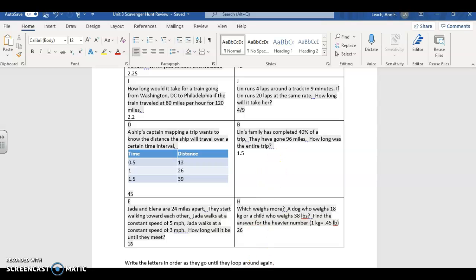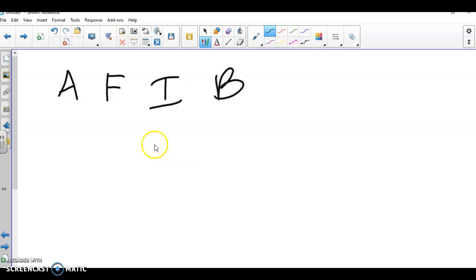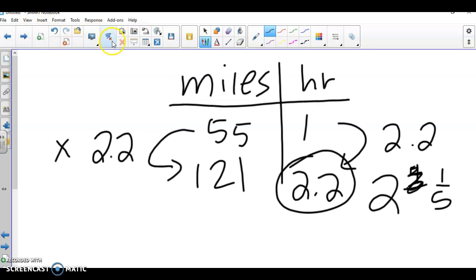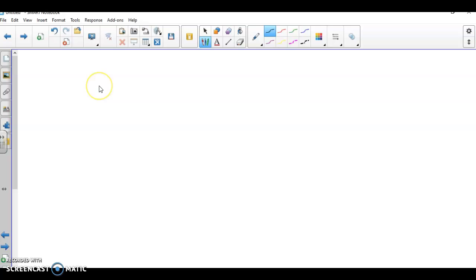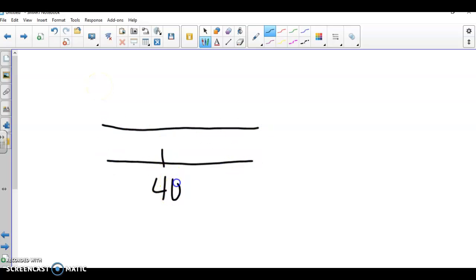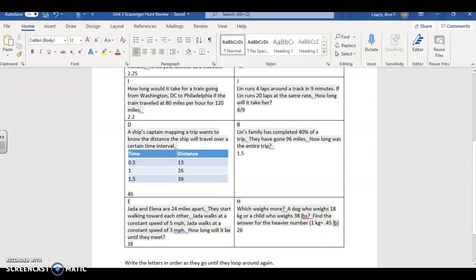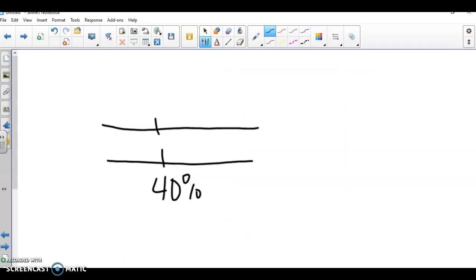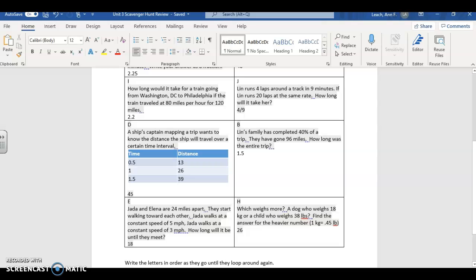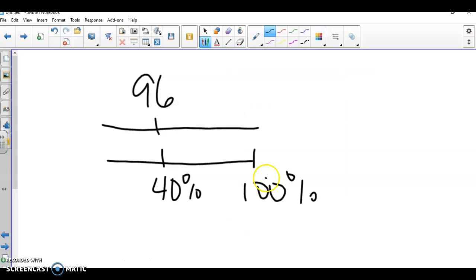So I'm going to go ahead and draw 40% of the trip, and that was 96 miles. Let me just double check. Yes, 96 miles. But I want to know what the entire trip was, the 100% of the trip. Let me make sure I'm looking for that too. How long was the entire trip? That's what it's asking. So let's figure out how long the entire trip was.